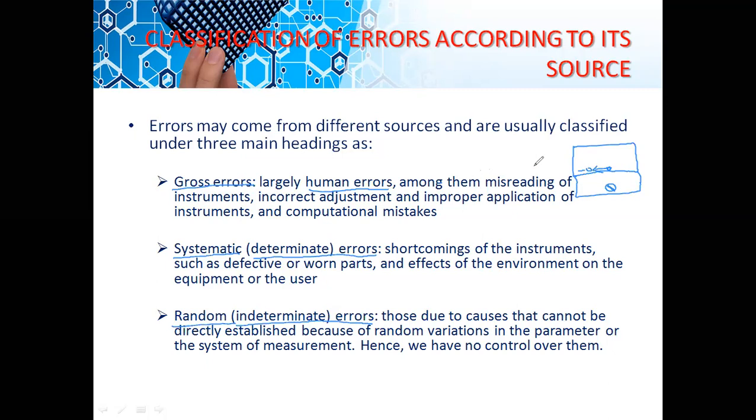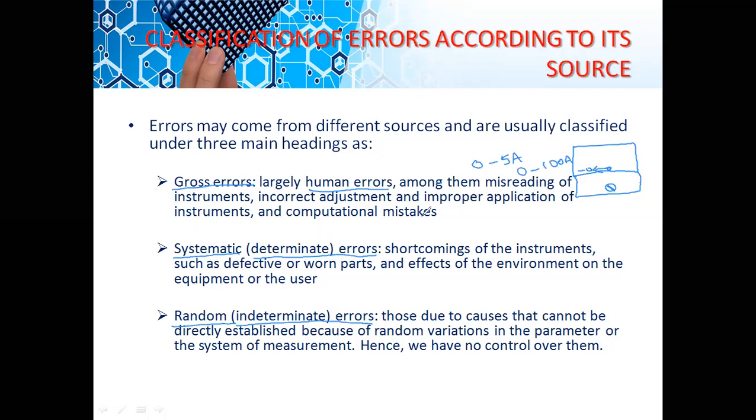Suppose you are trying to measure the current which is in between 0 to 5 amperes, but the meter you are using is capable of measuring 0 to 100 amperes. So this 0 to 100 ampere meter will be lacking resolution to measure small current from 0 to 5 ampere. So this is what we call as improper application of the instrument.